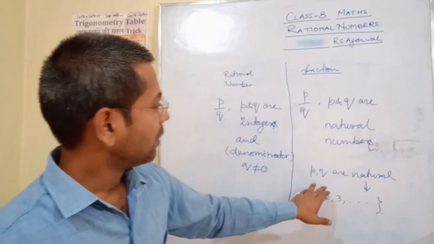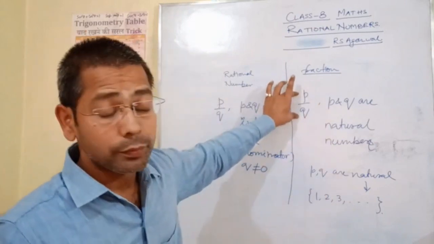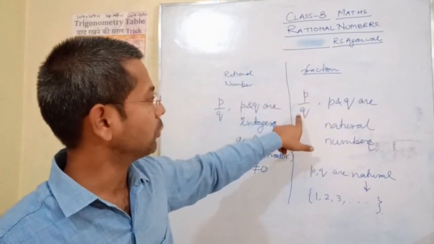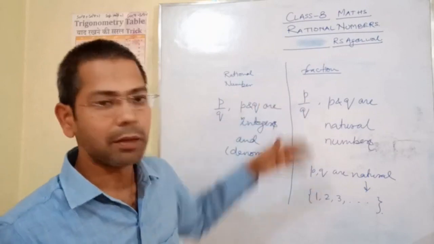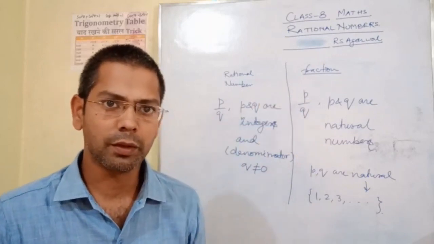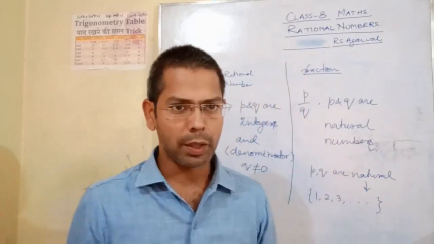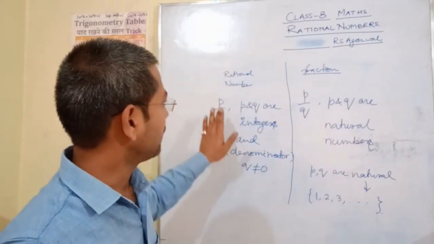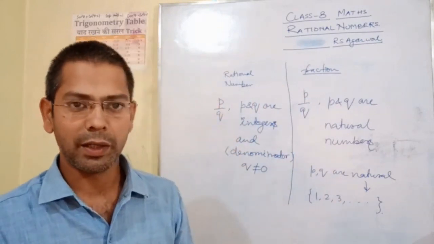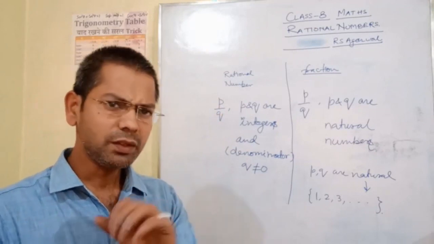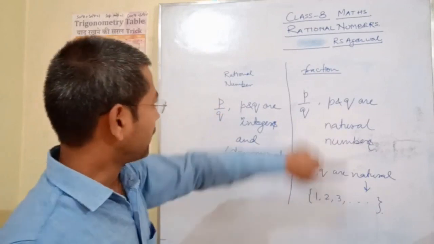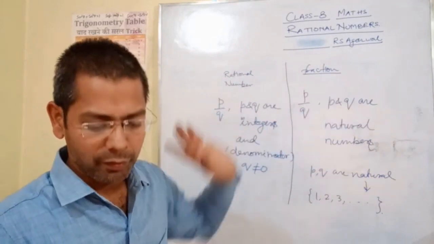So when p and q are natural numbers, 0 in the denominator is not possible in a fraction. And a negative number is also not possible in a fraction, because p and q are natural numbers. Whereas in a rational number, p and q are integers, so it can be positive as well as negative. So this is the main difference between a rational number and a fraction.